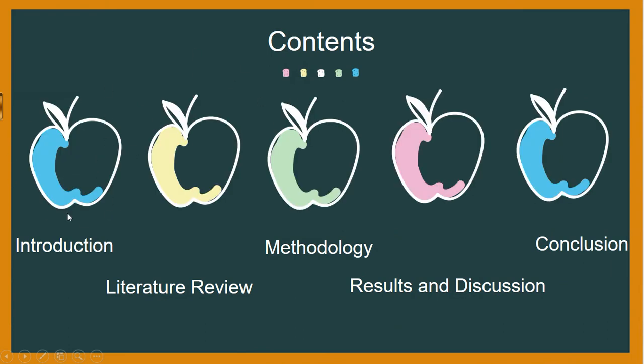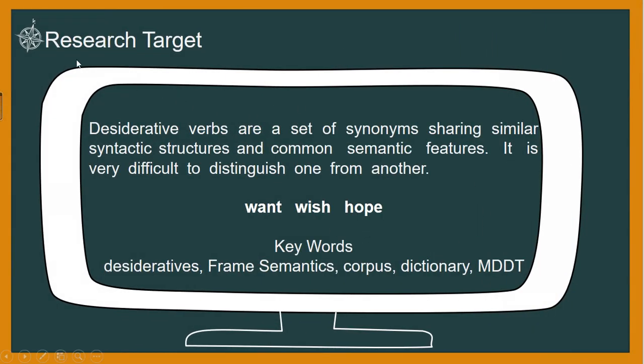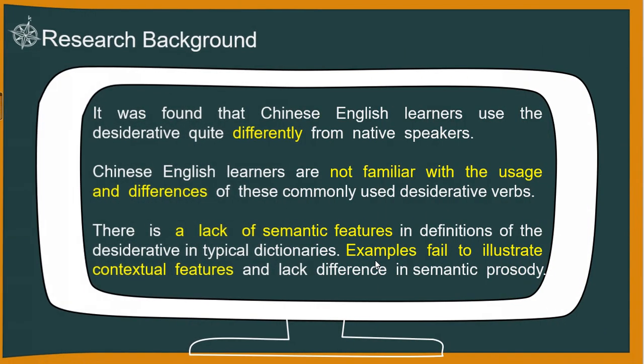The content includes 5 parts. They are introduction, literature review, methodology, results and discussion, and conclusion. Part 1, Introduction. The research target. This research targets want, wish, and hope. These 3 desiderative verbs and the keywords include desiderative verbs, frame semantics, Cooper's Dictionary, and MDDT.